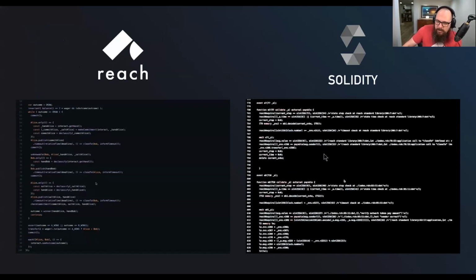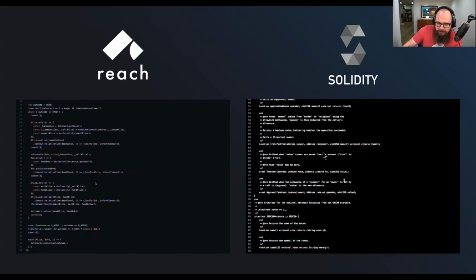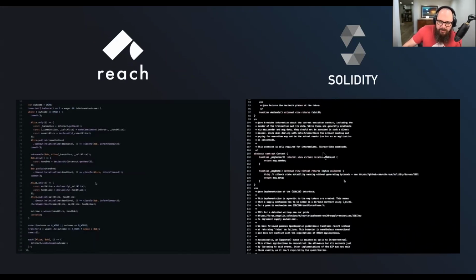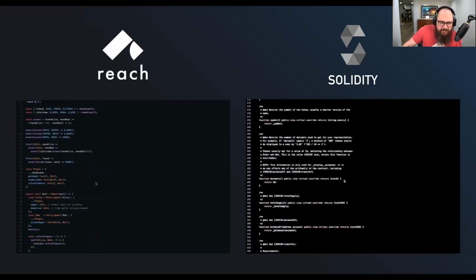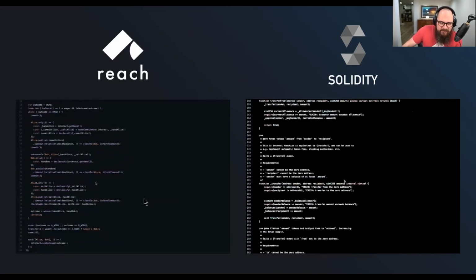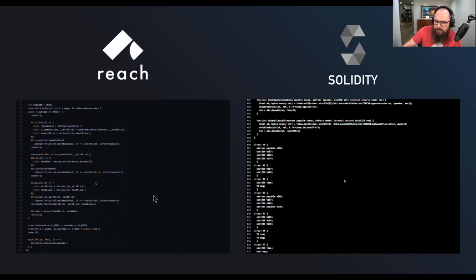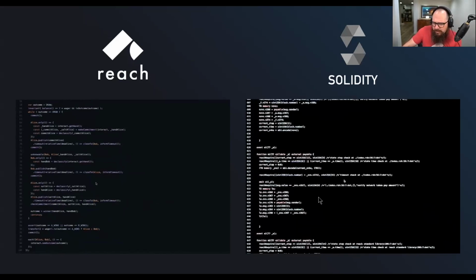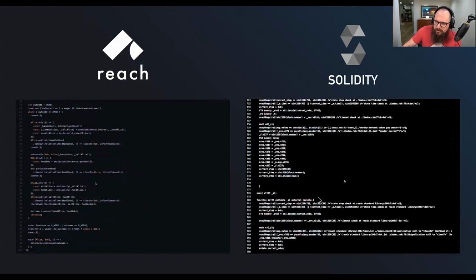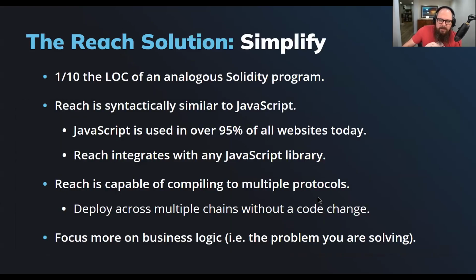On the right here, you have a Solidity application, and on the left, you have the Reach application. As you can see, there's a lot more scrolling going on. I think there's around 100 lines of code in Reach, and the same exact application that is output is probably, I think, 1,000 lines of code. So there's a big difference between the two. To talk about really how Reach fixes this complexity issue, the number of lines of code are about 1/10 of what you would write. I'll give you a real world example.